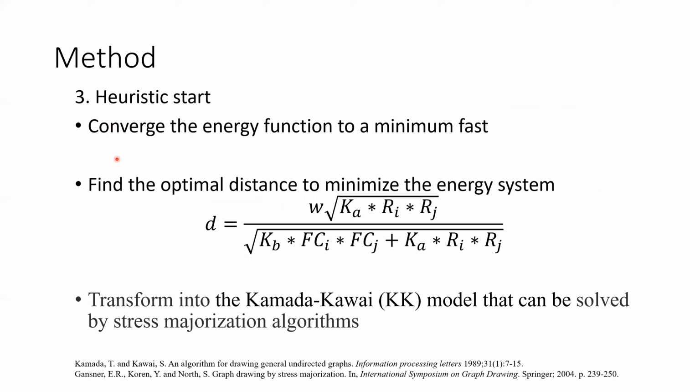First, we construct the initial network and find the optimal distance to minimize the energy system using the derivation of the energy function. After we define the optimal distance between any pair of nodes, the formulation is transformed into the Kamada-Kawai model, KK model, and we can solve it according to the stress majorization algorithm.